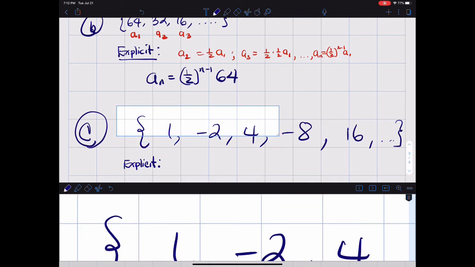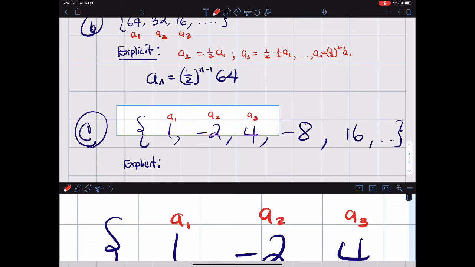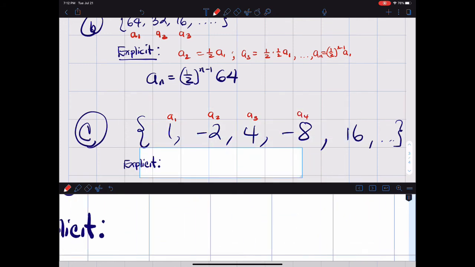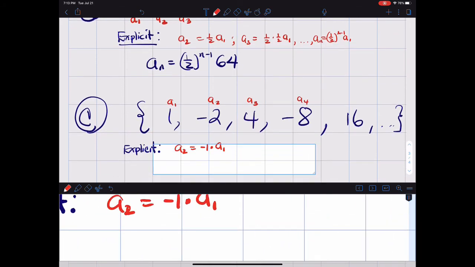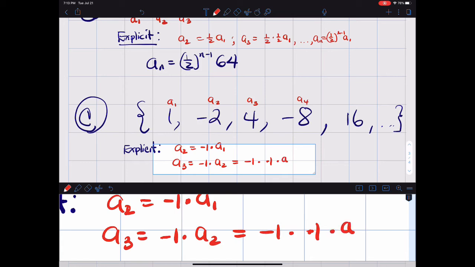Okay. So this is A1, A2, A3, A4. But look at this. A1 or A2. Let's start with A2. A2 is -1 times A1. All right. A3 is -1 times A2, which is -1 times -1 times A1. All right. Are you getting this?